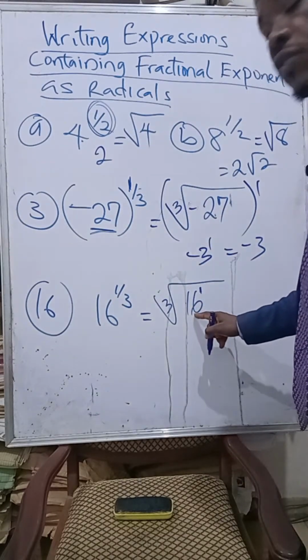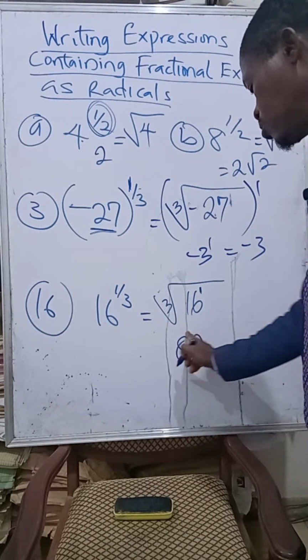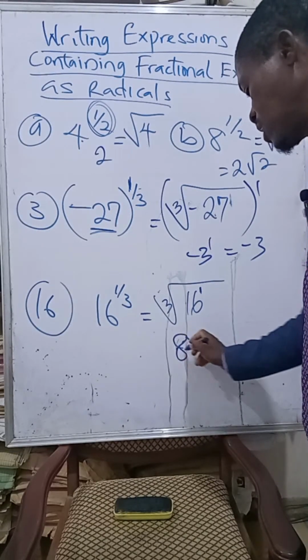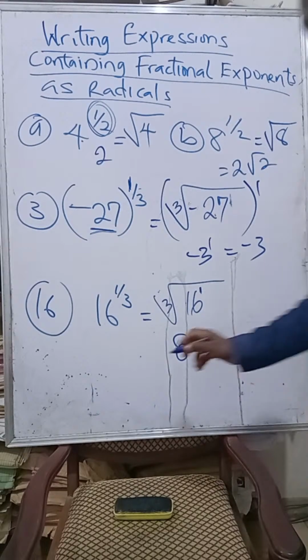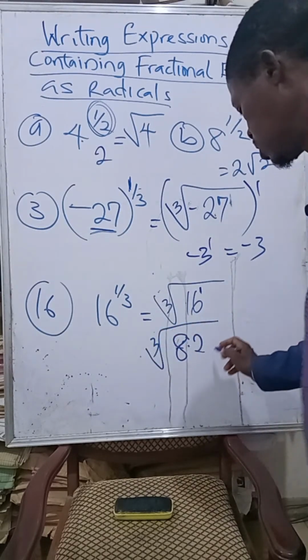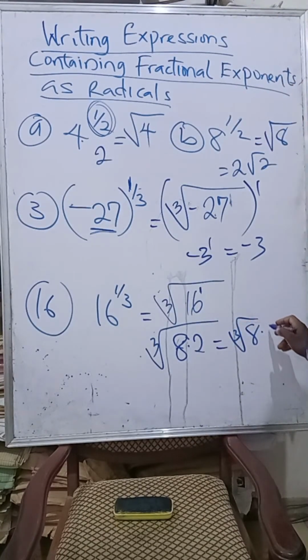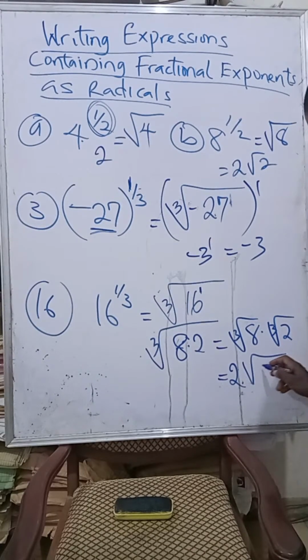There is no cube root for 16, but we can make it 8 times 2. So the cube root of 8 times 2 implies the cube root of 8 times the cube root of 2. And the cube root of 8 is what? It's 2, times the cube root of 2. And that finishes the solution.